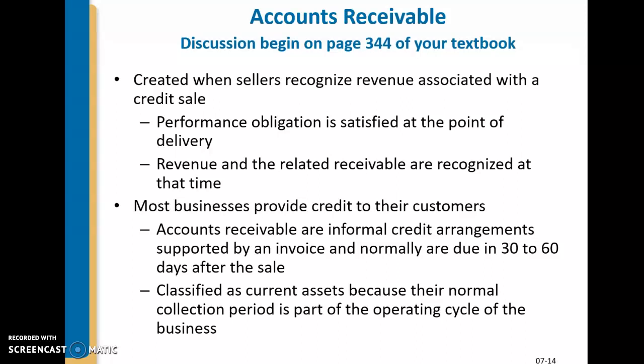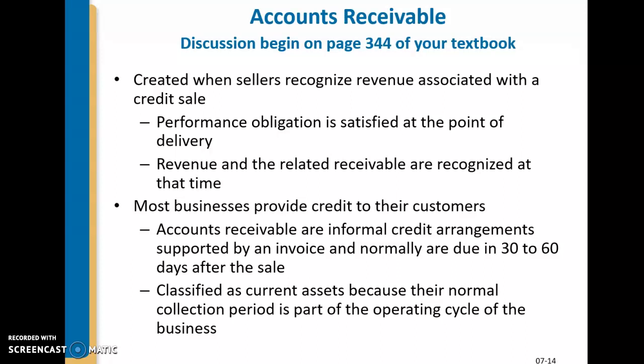Page 344 of your textbook begins a discussion on accounts receivable. Accounts receivable are created when sellers recognize revenue associated with a credit sale. That could be a credit sale of services or a credit sale of products. Remember from Chapter 6 that a performance obligation is satisfied at the point of delivery, and revenue and related receivables are recognized at that time.